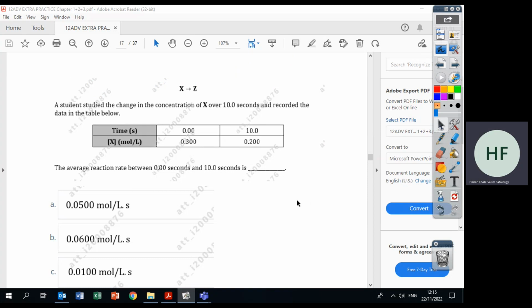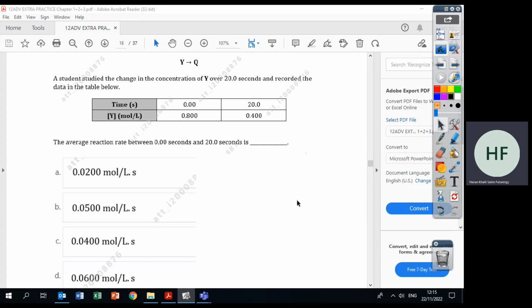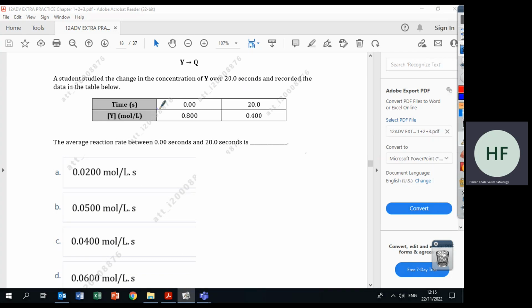Okay, now I think I have another similar question. Yalla, try to do it. Now you have to find, Y is given. Similarly, Y is decreasing because it's a reactant. You need to find the average reaction rate. The reaction rate is equal to minus delta Y over delta T.